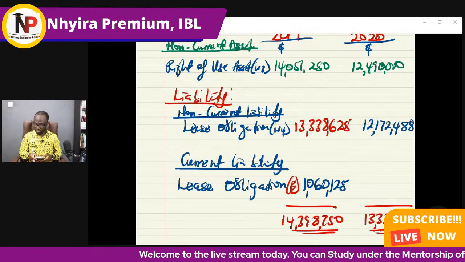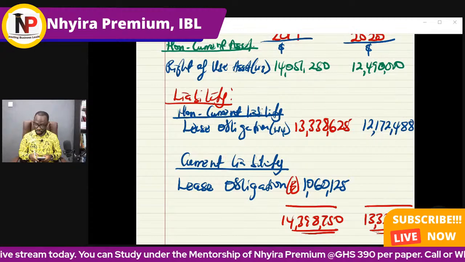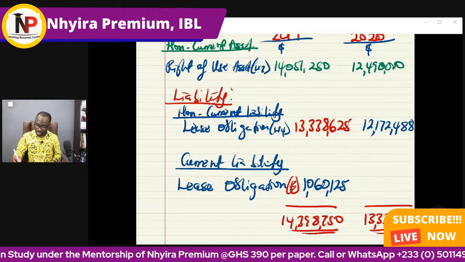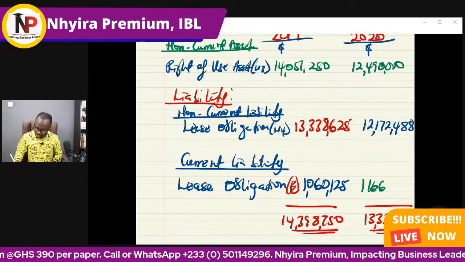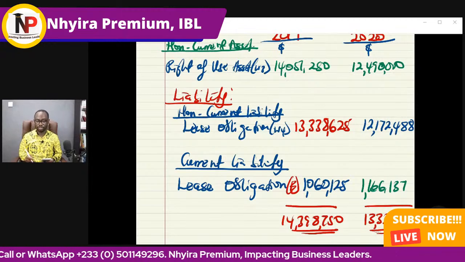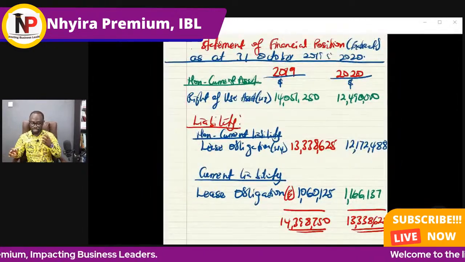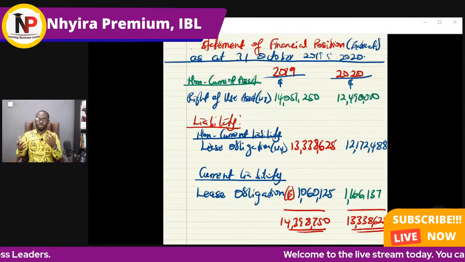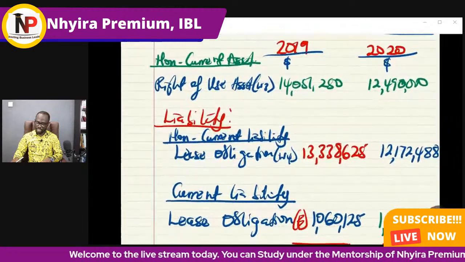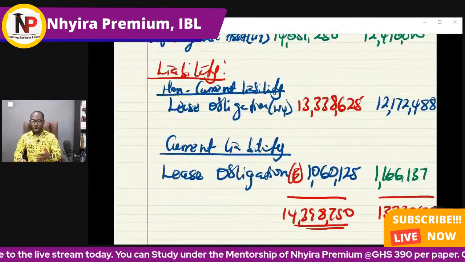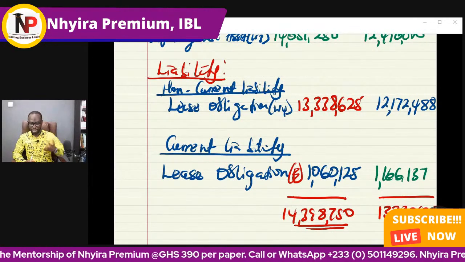So let's see what we got. 13,338,625 minus 12,172,488. And that's going to give me 1,166,137. So this is how we present the financial statement for the lease arrangement when payments are made at the end of the year or in arrears.